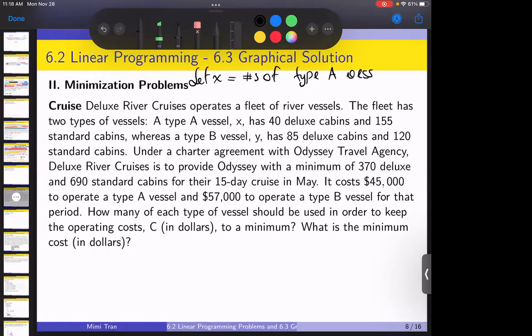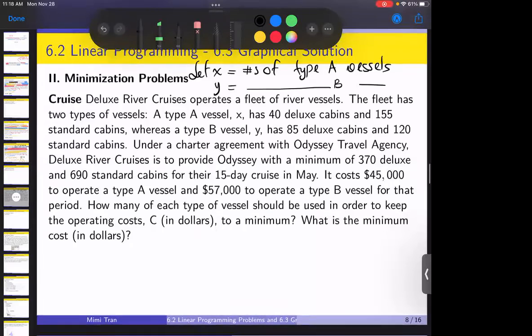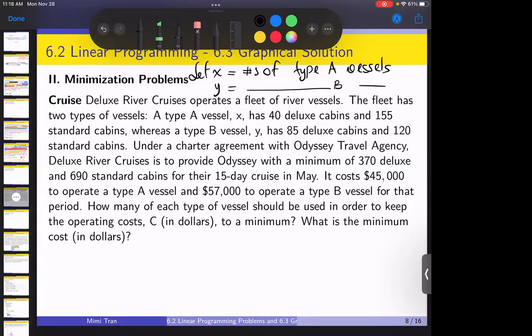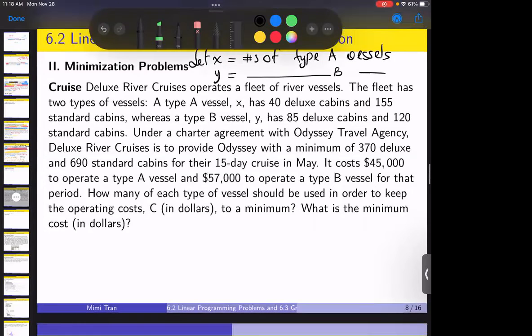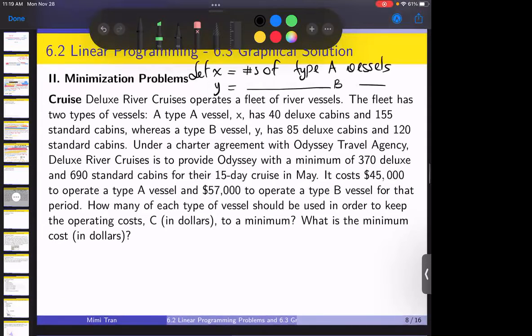Type B has 85 deluxe cabins and 120 standard cabins. The deluxe river cruises provides Odyssey with a minimum of 370 deluxe and 690 standard cabins for their 15-day cruises in May. It costs $45,000 to operate a type A vessel and $57,000 to operate one type B vessel. So this is a minimizing cost problem, right? You're minimizing the cost. Can someone tell me what the cost function is?